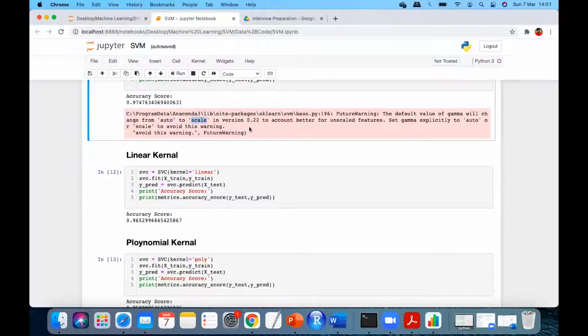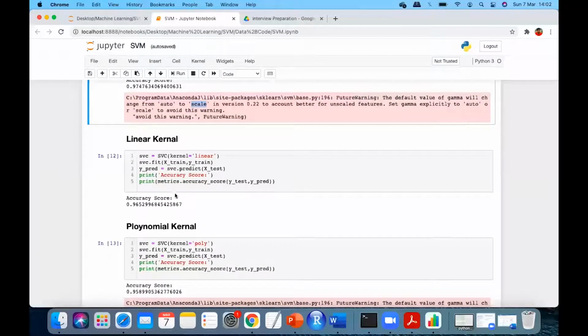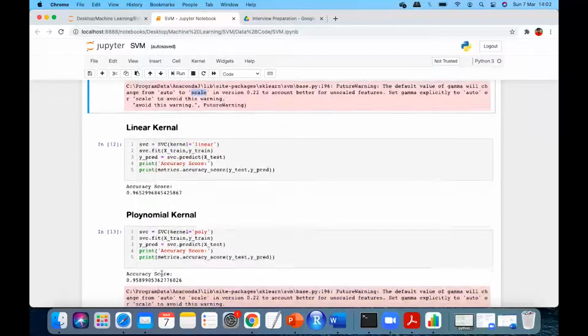So you need to set it. For now I haven't set anything in gamma, so that is the reason it is showing me the warning, right? And it is always good to read the warning so that you are aware of the recent advancement that happened in the model. Okay, clear? Similarly, here I got this much score. Again, I'm changing the kernel to polynomial kernel, and again my accuracy reduced, right?